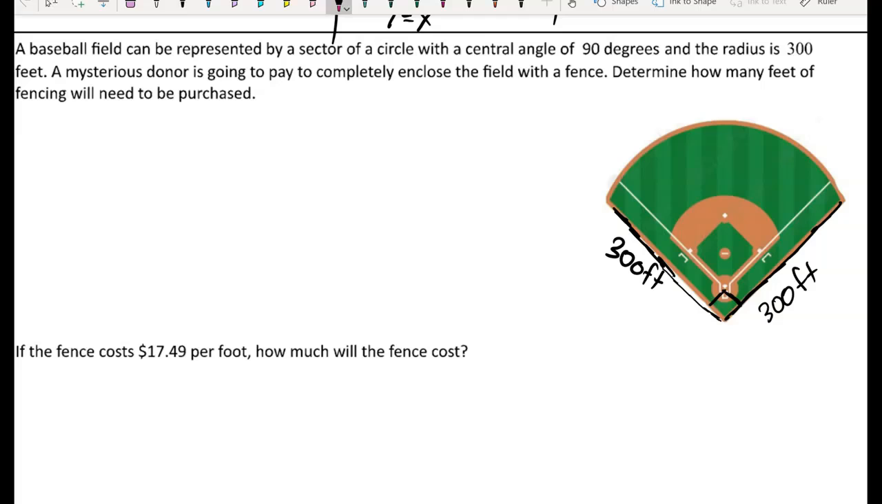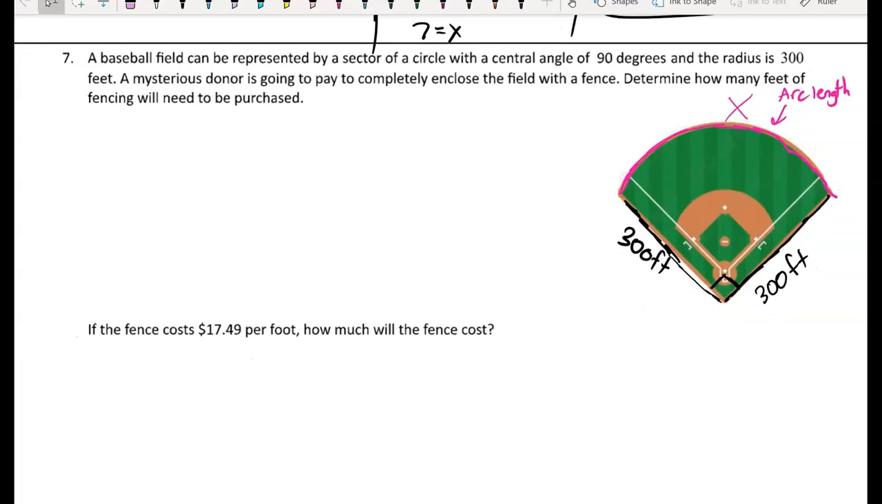But I need to figure out how long the distance is along this curve part right there. So if I'm finding the distance along the curve part, that's a part of the circle's circumference. That's called the arc length. And we have a proportion we could set up to solve for the arc length. We could take the central angle, divide it by 360, and set that equal to my arc length, divided by the full circumference of my circle.